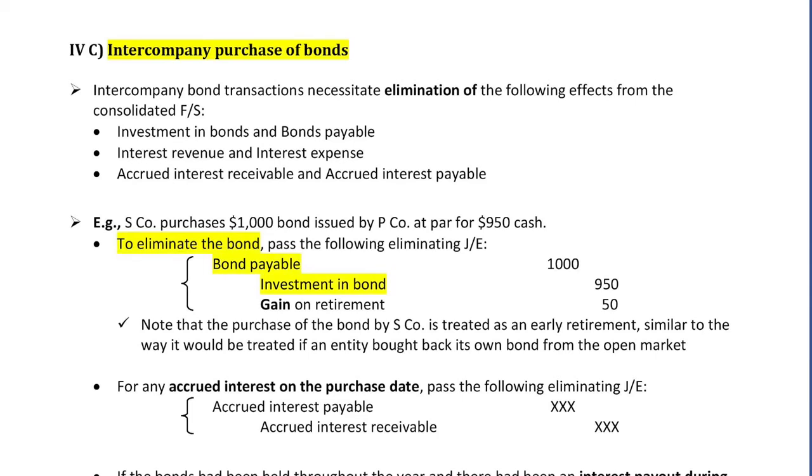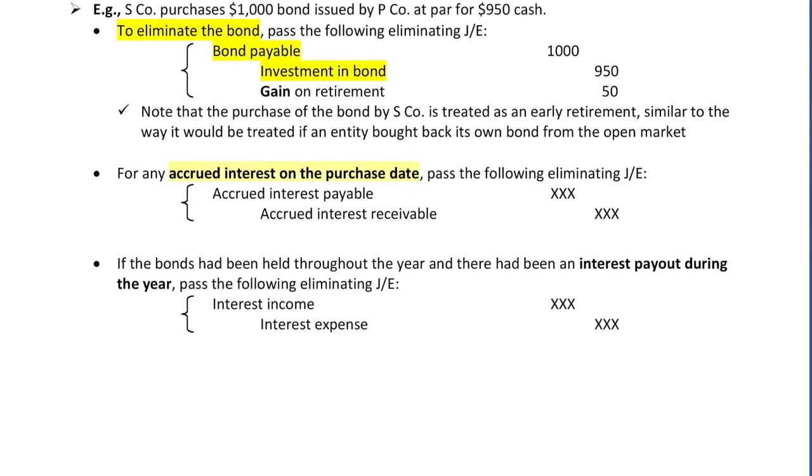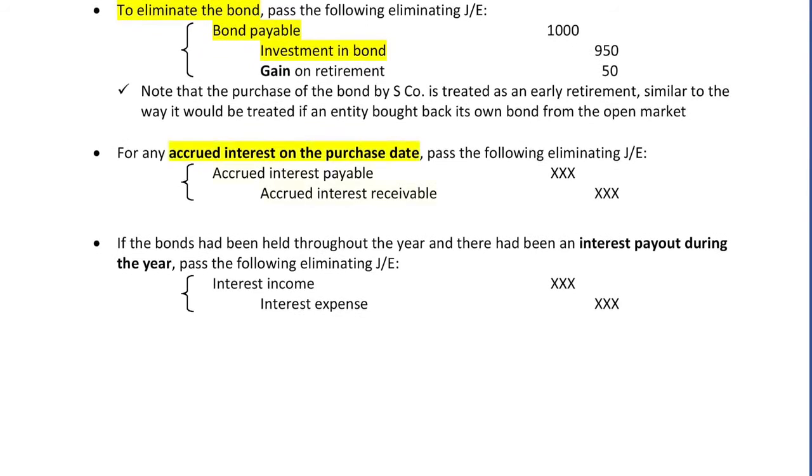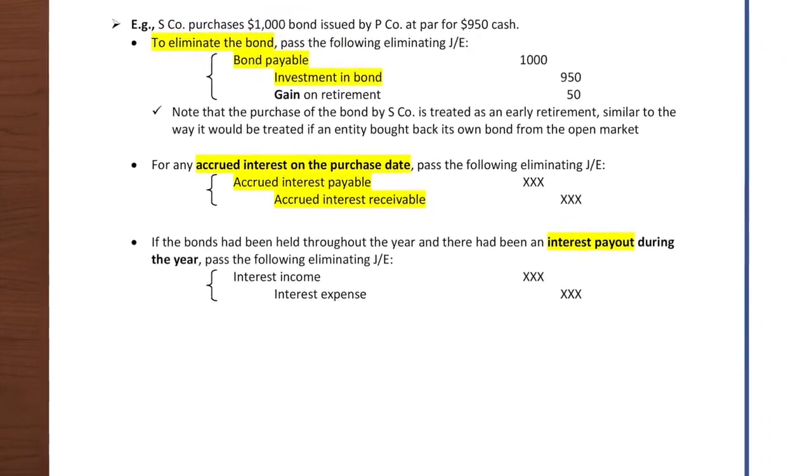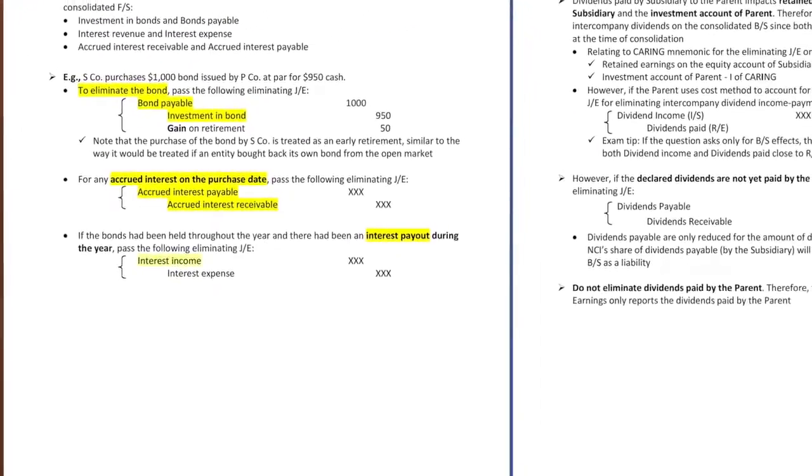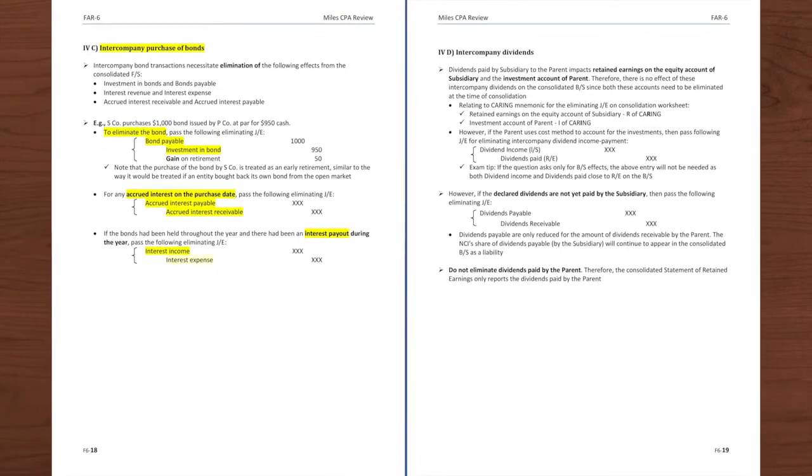Now if there is any accrued interest on the purchase date, we're going to have accrued interest payable debit and accrued interest receivable credit. Now if the bonds had been held during the year and there would have been an interest payout, then there would be a need to eliminate intercompany interest income. So the debit would be to interest income and credit would be interest expense.